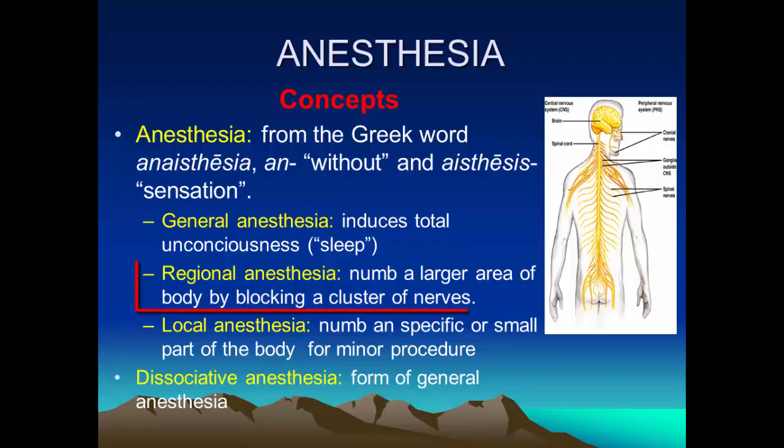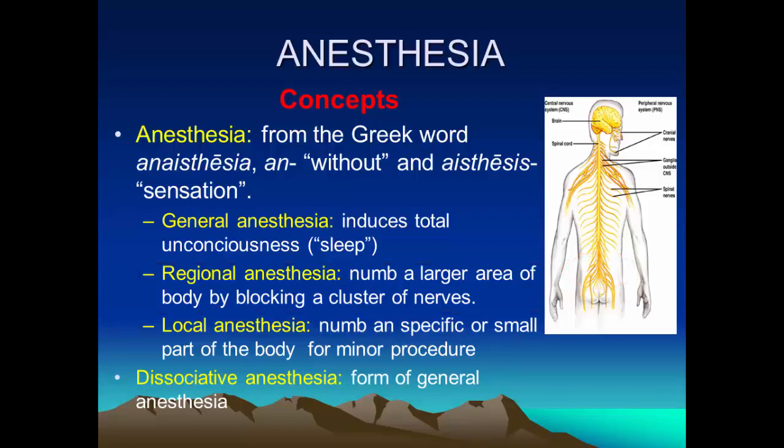There are also two other types of anesthesia where we only affect certain areas of the body. With regional anesthesia, we block basically a cluster of nerves. An example would be doing an epidural injection in the lumbosacral backbone, and that basically numbs everything below the waist. This is often used in humans during childbirth.